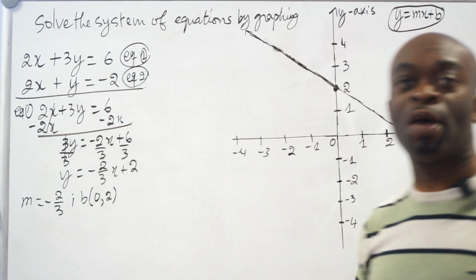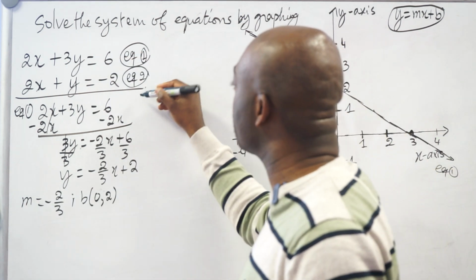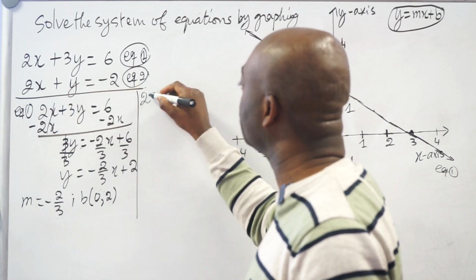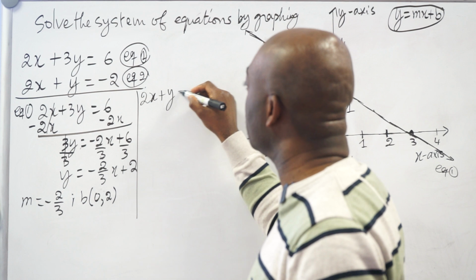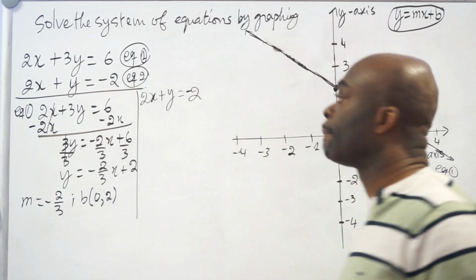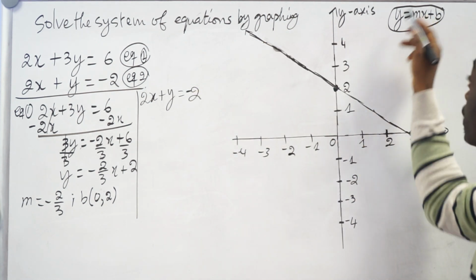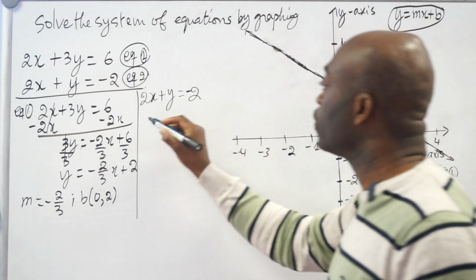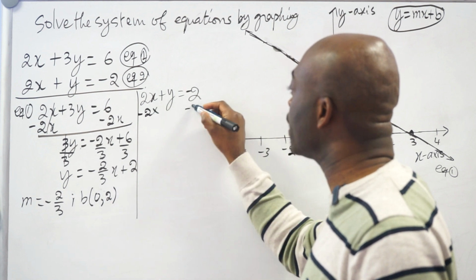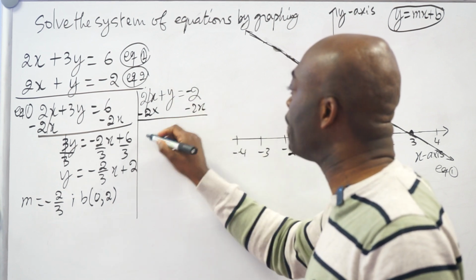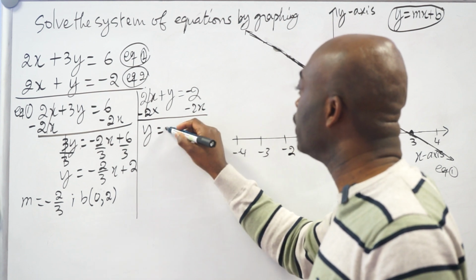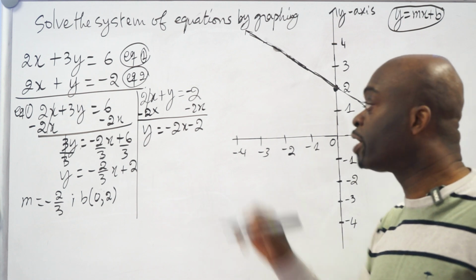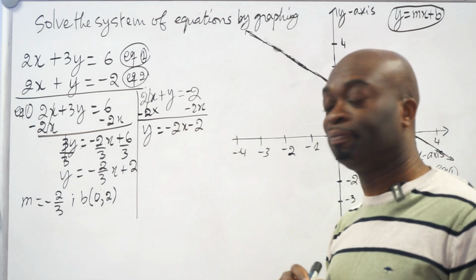So for equation 2 now, what's happening? For equation 2, which is 2x plus y equals negative 2. Again, we need this format, the slope-intercept form. So that means we need to leave y by itself. So that means negative 2x on both sides. And then what's going to happen? y equals what? Negative 2x minus 2. Because remember, we cannot add or subtract these two.